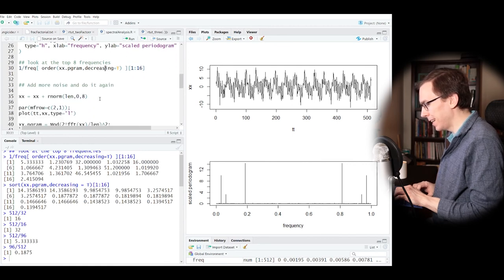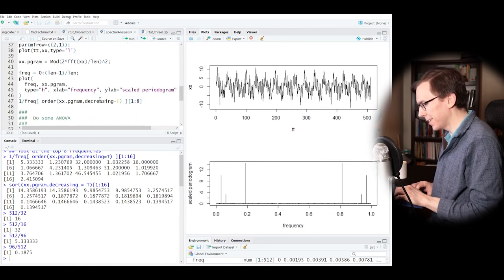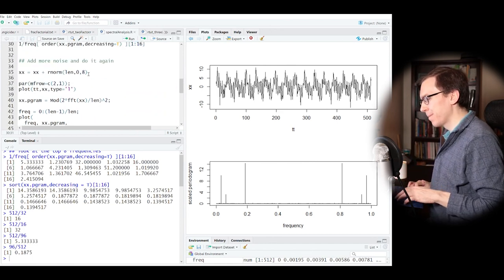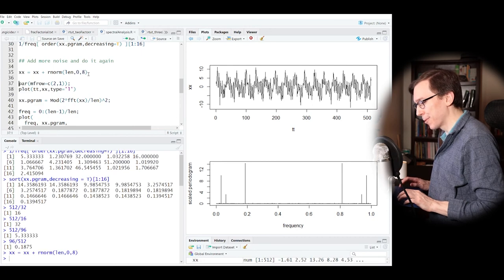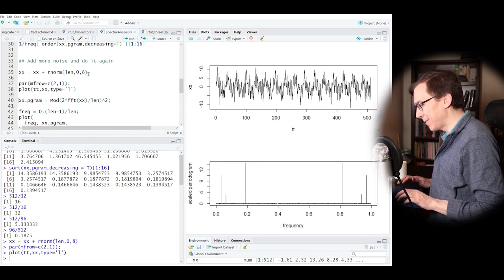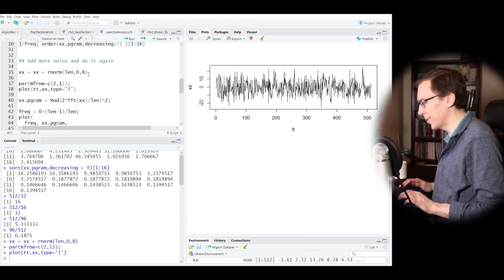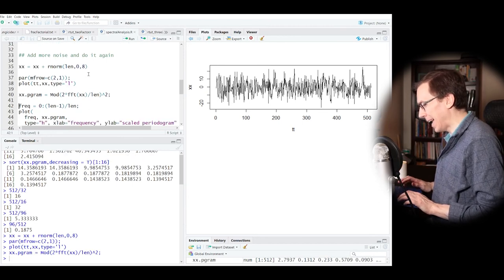Anyway, there are, I think, two more things I have here. But we're not going to do the ANOVA bit yet. That's for the next lecture. What we will do is add some more noise and see what happens. If I do this entire thing again, but I add on a ton of Gaussian white noise, what happens?